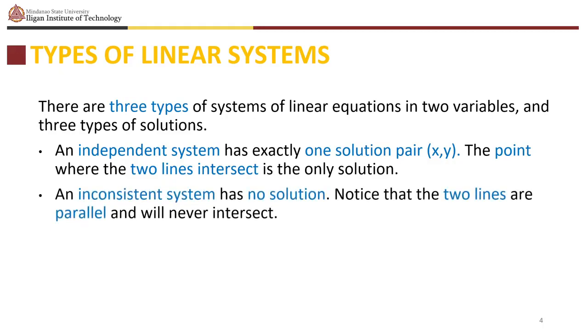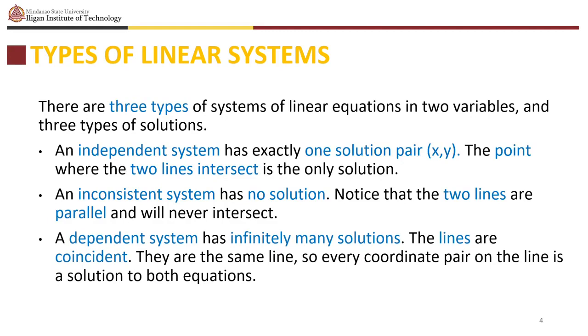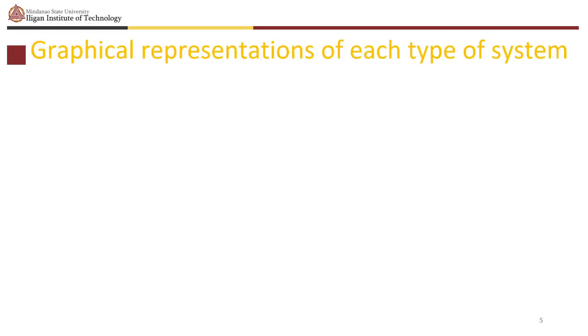The second one is an inconsistent system, which has no solution. So the result would be two lines which are parallel and do not intersect. And the third one is the dependent system, which has infinitely many solutions, wherein the lines are coincident. They are the same line, so every coordinate pair of the line is a solution to both equations.